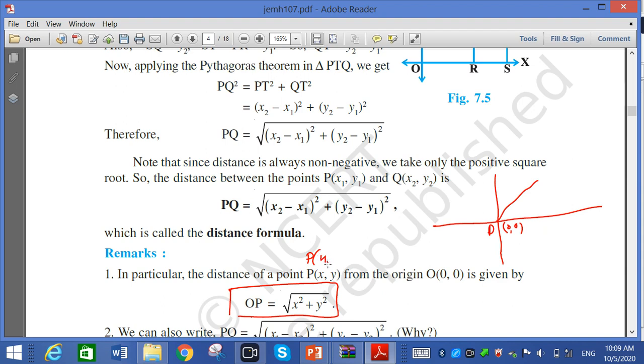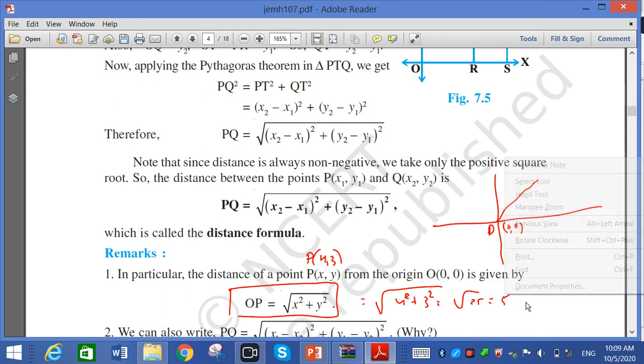A question is like this: for example, find the distance of a point P(4, 3) from the origin. Then the answer is the square root of 4 squared plus 3 squared, that is 16 plus 9, which is 25, the square root of which is 5.